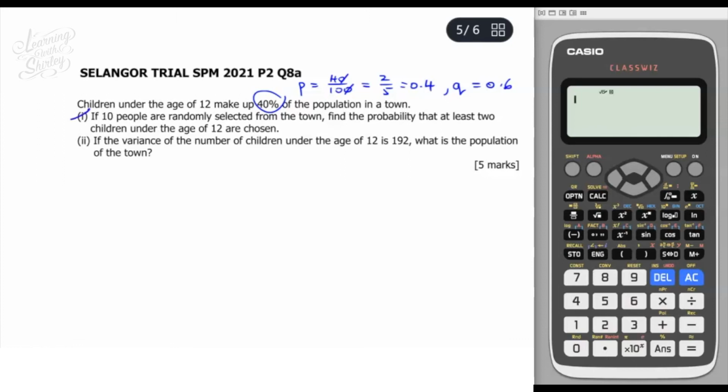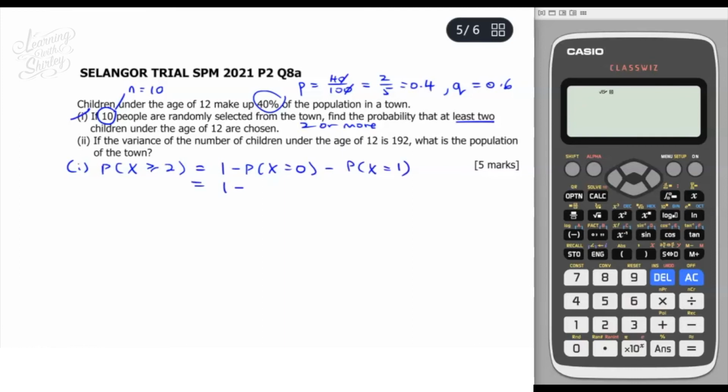If 10 people are randomly selected from the town, so 10 is your N, okay? Find the probability that at least 2 children under the age of 12 are chosen. At least 2, which means 2 or more. Let's solve question number 1 first. I'm going to find the probability of X more than or equal to 2. So this is equal to 1 minus P(X = 0) minus P(X = 1).